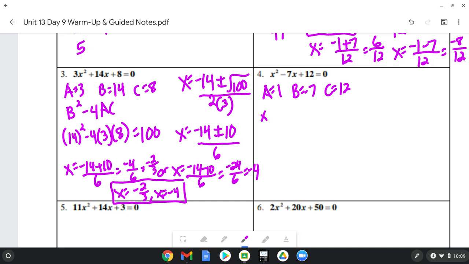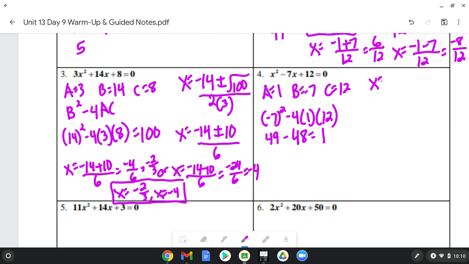So if I were to set this up correctly, that's opposite of b, plus or minus, oh, I should just do my discriminant first. I'm sorry, I was jumping ahead there. I meant -7 squared minus 4 times a times c. That'd be 49 minus 48. I think that gives us 1.